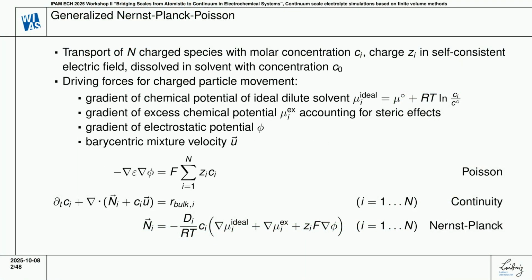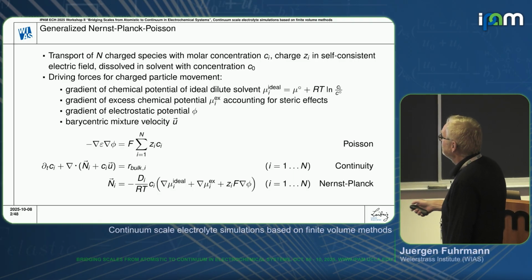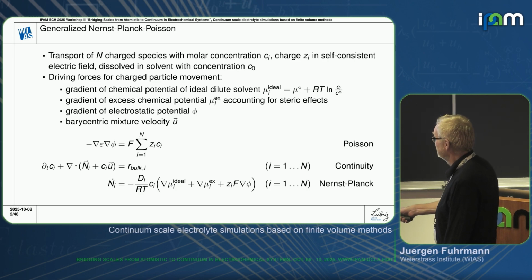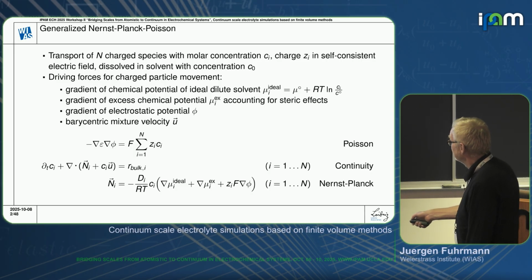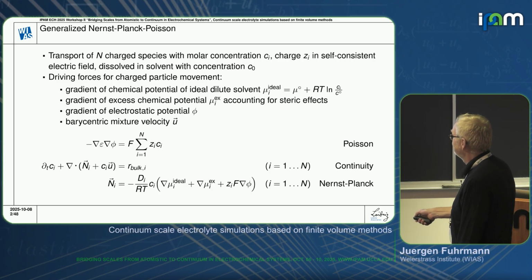We look at the generalized Nernst-Planck-Poisson problem, which describes the mixture of a solvent together with n charged ionic species, which we describe by their concentration Ci and their charge number Zi. The solvent also has a concentration, which we denote by C0. Charged species move around due to several forces. One is the barycentric velocity of the whole mixture. And then we have diffusion fluxes, which are driven by three types of forces.